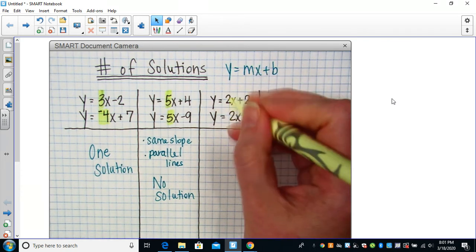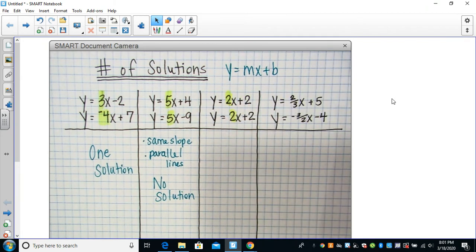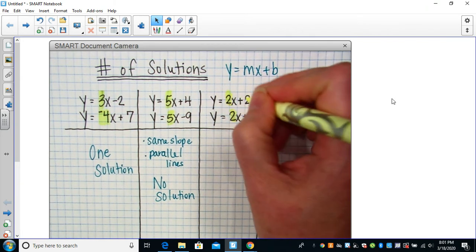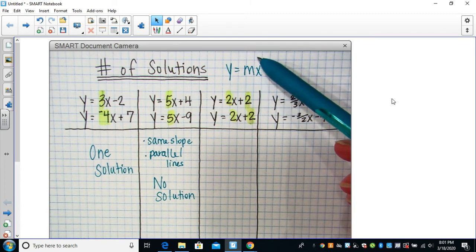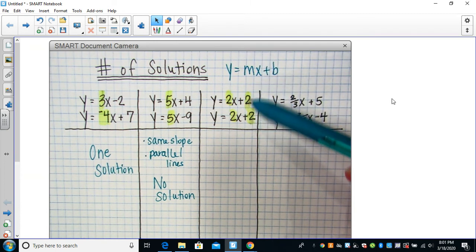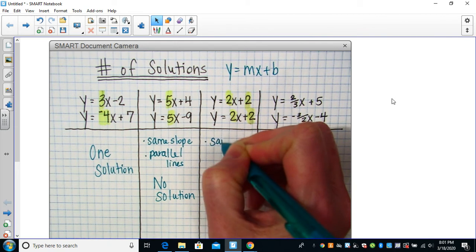Now, at first glance, these are the same. They have the same slope again, so you would think they would be parallel. However, we notice here that they also have the same y-intercept. The likelihood that you got these two equations just like this is pretty rare. You would probably get them in some type of standard form and then have to change them, and they end up looking like this. But essentially, when you graph both of these, it's the same line.